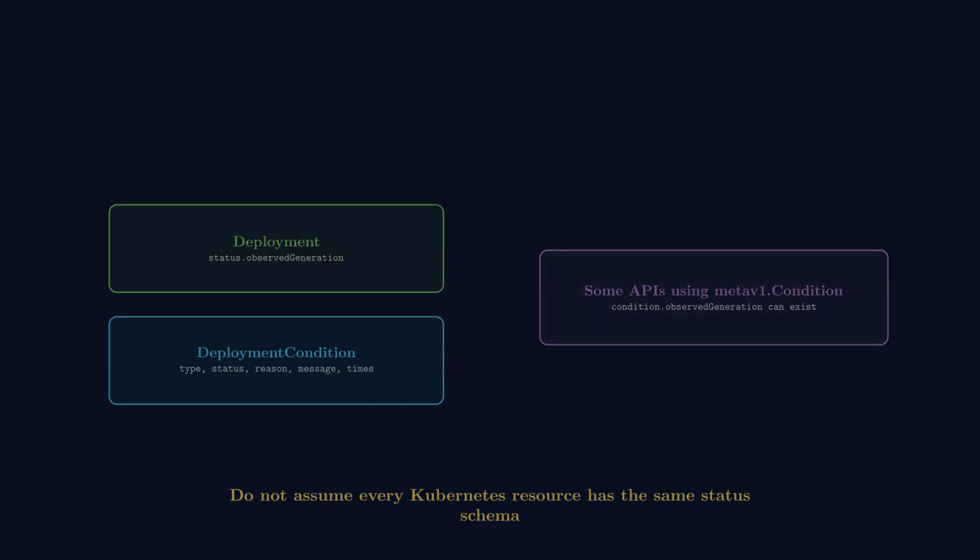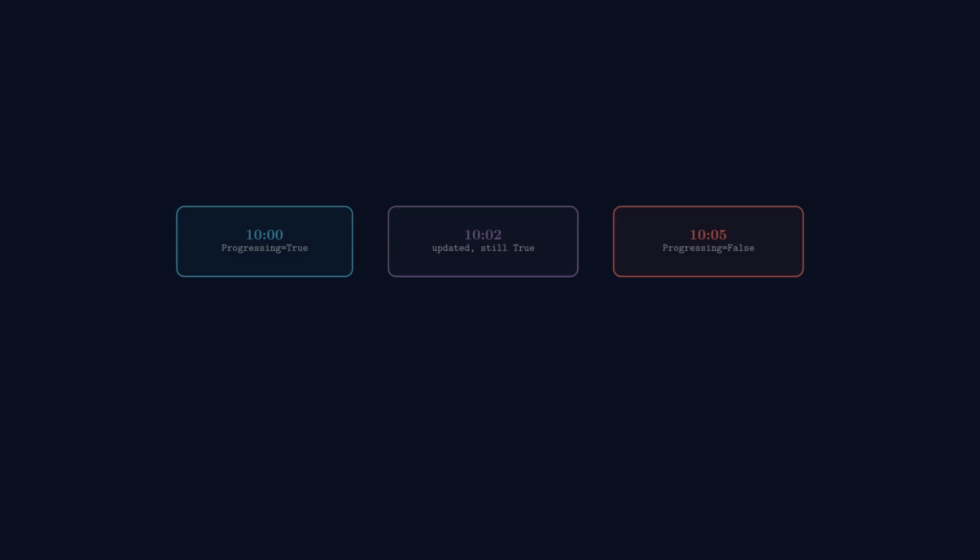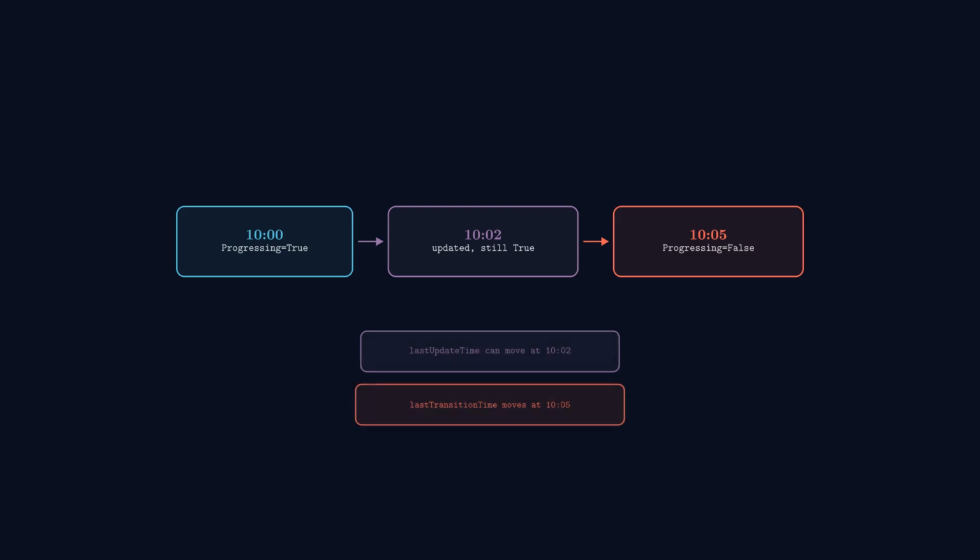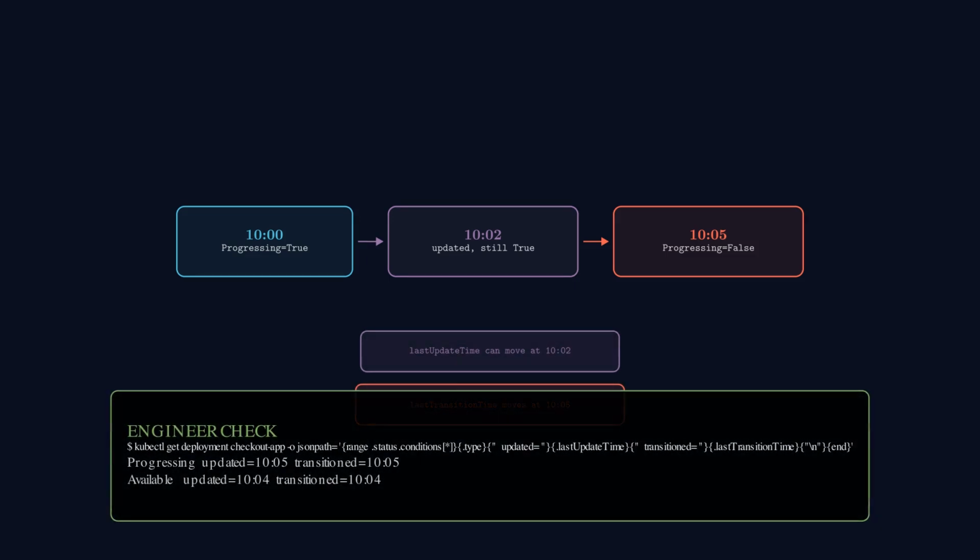Deployment conditions also have two useful timestamps. Last update time tells us when that condition was most recently updated. Last transition time tells us when its status last changed, for example, from progressing true to progressing false. So last transition time is not a heartbeat that should move on every controller check. You can also print the two condition timestamps directly when reconstructing when a rollout state changed.